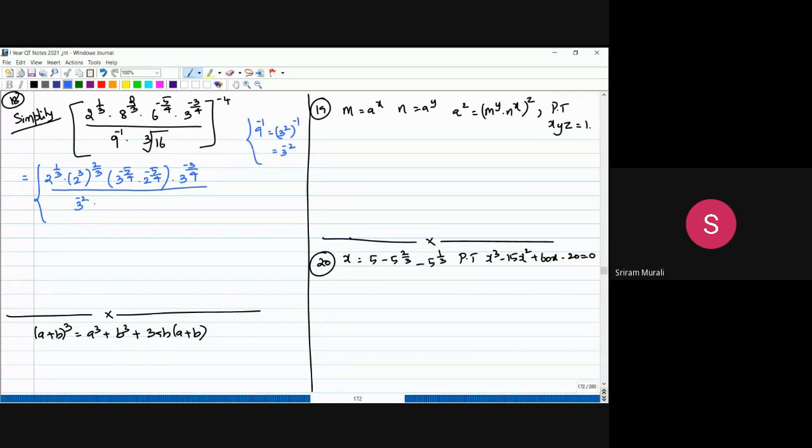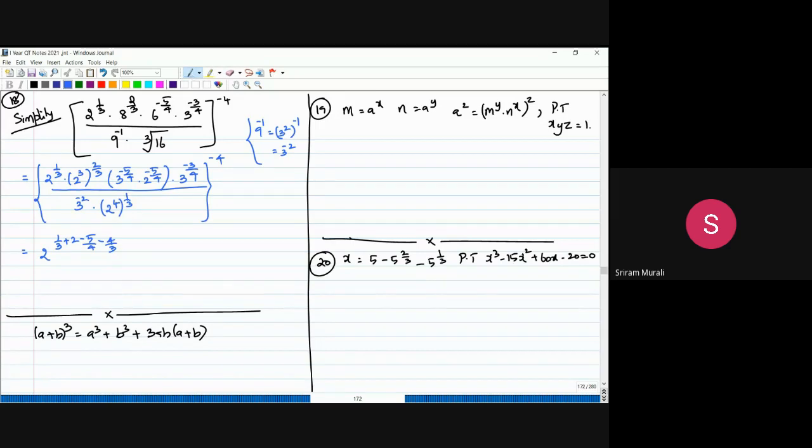This is 16. I call this 2 power 4, the whole power 1 by 3, because it is a cube root. That is why we are writing like this. This is whole power minus 4. Now you segregate the base of 2 and base of 3. What are the powers of base 2? 2 power 1 by 3, the 3 will get cancelled, plus 2, then minus 5 by 4. If this comes to the numerator, this will become minus 4 by 3.